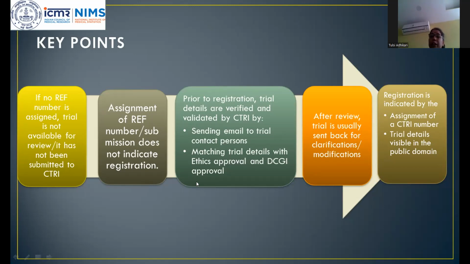And after reviewing, the trial is usually sent back for clarification and modification. Generally, we definitely have clarifications from the trialist or modifications we suggest. And registration is indicated by the assignment of the CTRI number only. The trial details are visible in the public domain once your trial is registered with CTRI, not after you get the reference ID. If you get the reference ID, the trial details don't come into the public domain. It comes only after you get the CTRI number.